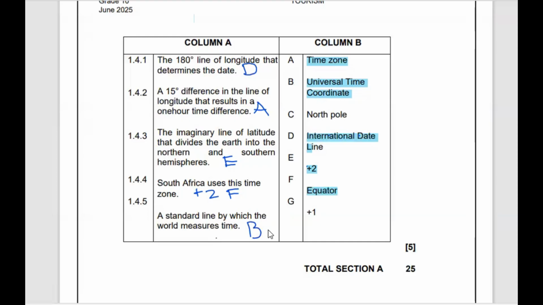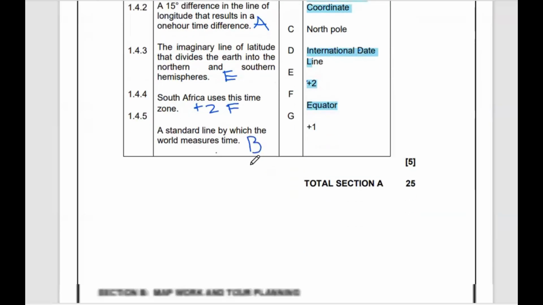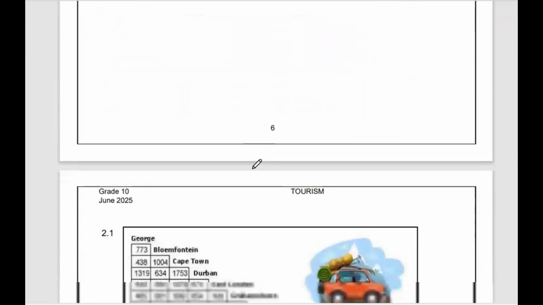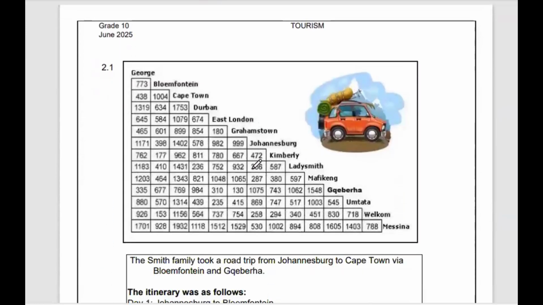So just a quick rundown: 1.4.1 D, 1.4.2 A, 1.4.3 E, then 1.4.4 it will be F. Then finally 1.4.5 that will be B. So this brings us to the end of the first question. Now moving on to the next question. So what we have there appearing on 2.1 is known as a distance table.